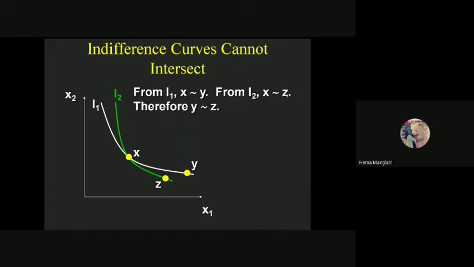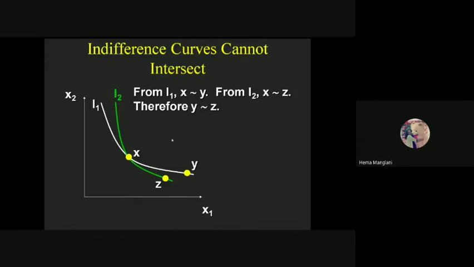From I2, the same thing is coming: X is indifferent to Z. So X is common in both cases. So ultimately, Y and Z would also follow the same indifferent relationship. Is that clear? So if this is happening, then I2 cannot give you a better preference than I1, as we know that a higher indifference curve shows a higher level of utility. So here, this does not hold with the intersection of I1 and I2.